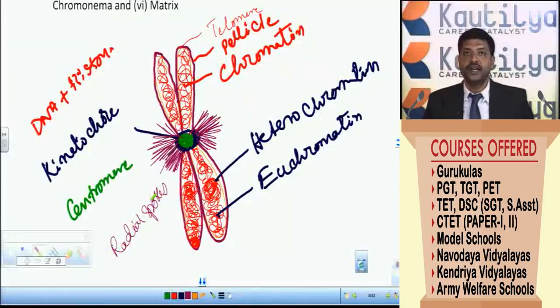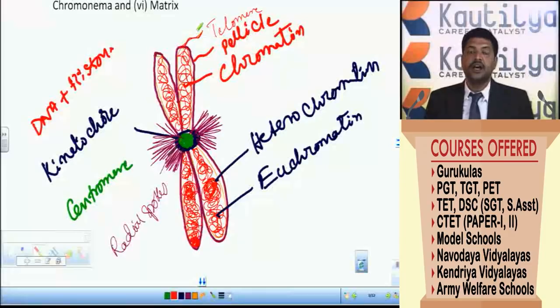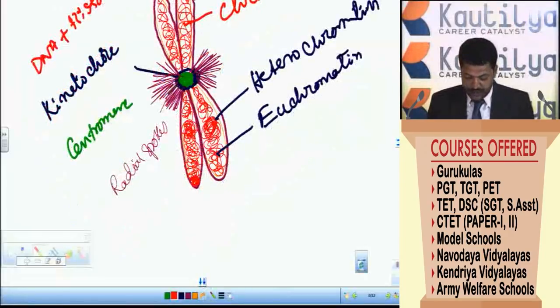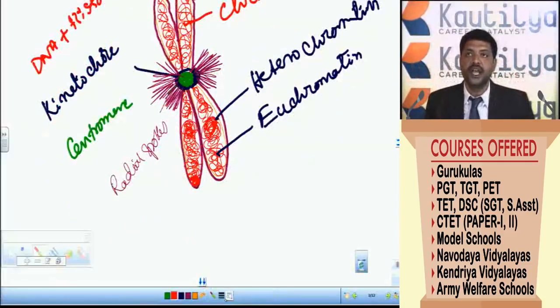Now friends, you can understand that the tip of the chromosome is known as the telomere. The non-stainable part of the chromosome is known as the centromere. The centromere is covered by two knob-like structures called kinetochores. Kinetochores help in the attachment of spindle fibers during metaphase, and subsequently during the division of the chromosomes, particularly anaphase.